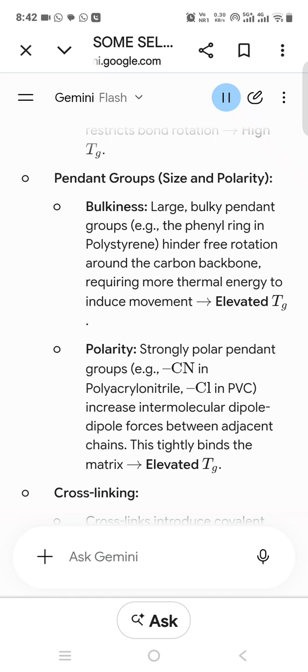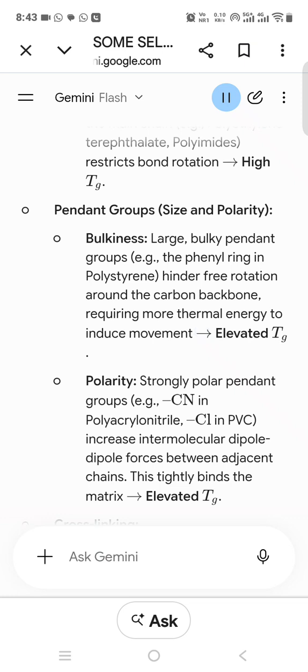Question 3. Structure-property relationships, glass transition temperature. Define glass transition temperature, T_G. Discuss how the following structural parameters influence the T_G of a polymer: chain flexibility and rigidity, pendant groups, size and polarity, cross-linking. 10 marks, model answer.